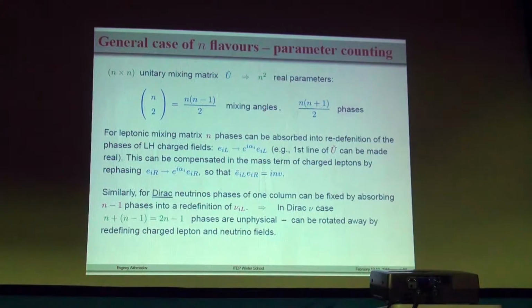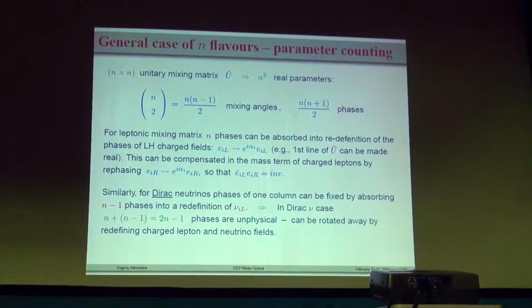Okay? Now, are all these complex phases physical or not? Can we observe them in experiment? The answer is no. It's easy to understand why. Well, if we consider the leptonic mixing matrix, you remember it entered in the expression for the charged current interactions. And it was coming from diagonalization of the charged lepton and neutrino mass matrices.